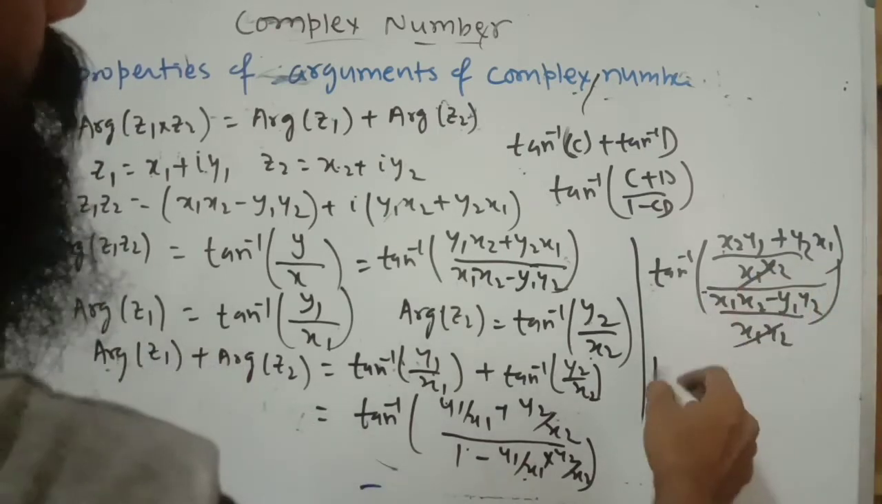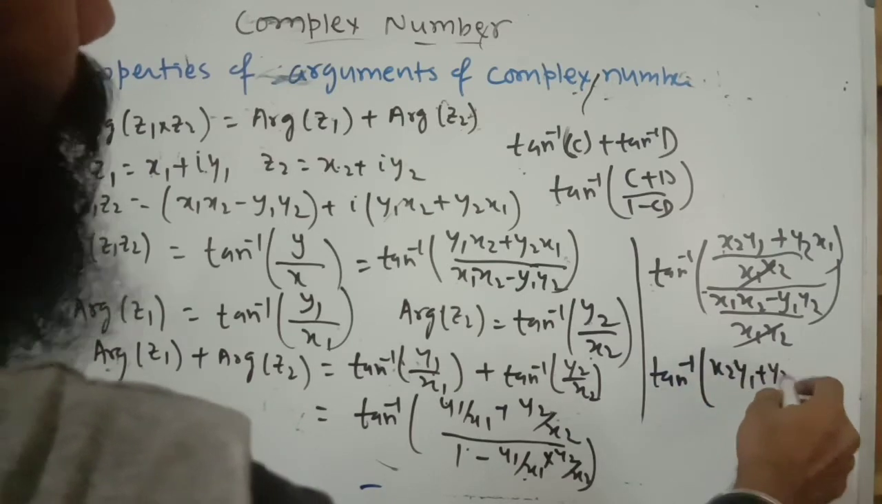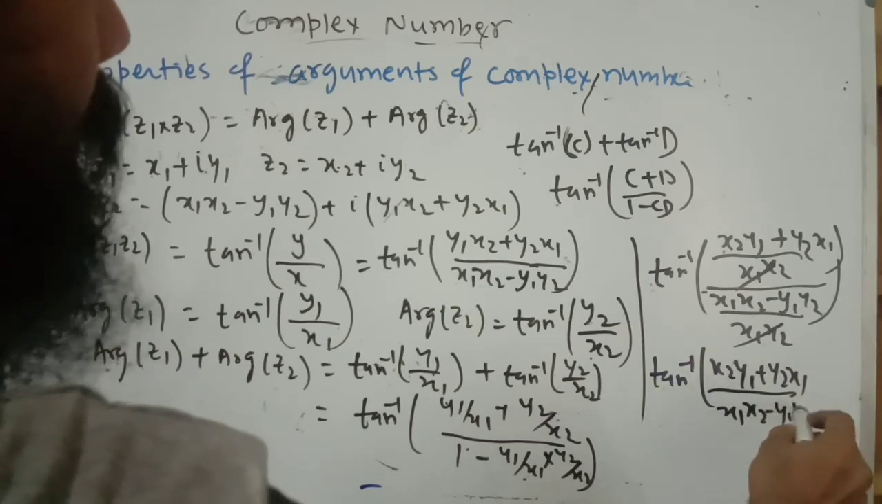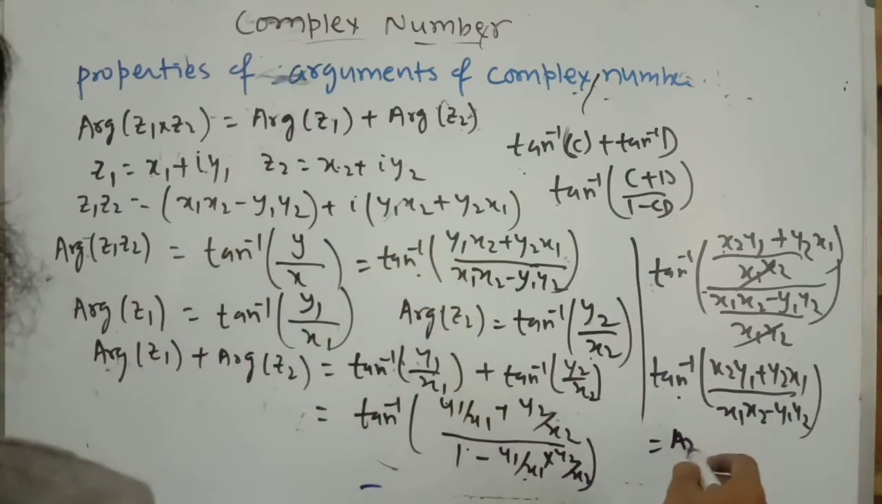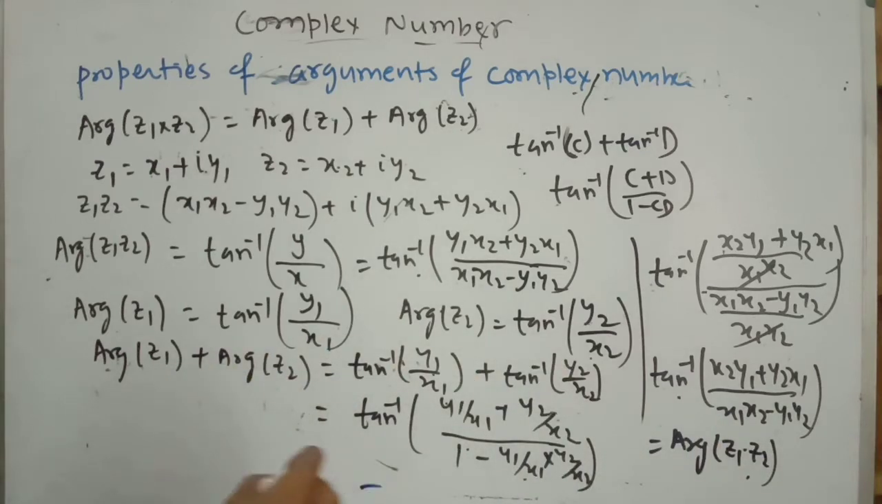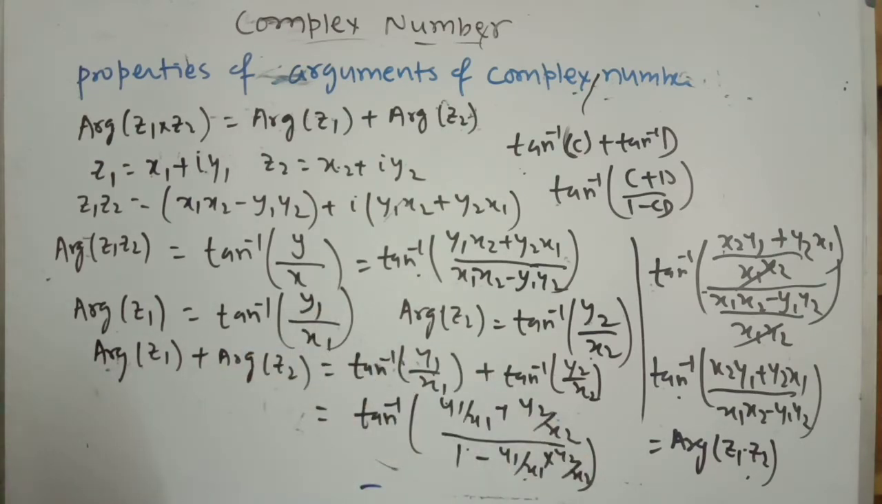So this one cancels, it will become tan inverse of (x2 y1 + x1 y2) divided by (x1 x2 minus y1 y2). So it will become the same as the argument of z1 into z2. So we already proved this one: the argument of the multiplication of two complex numbers is equal to the summation of the arguments of the individual complex numbers. This is the first property.